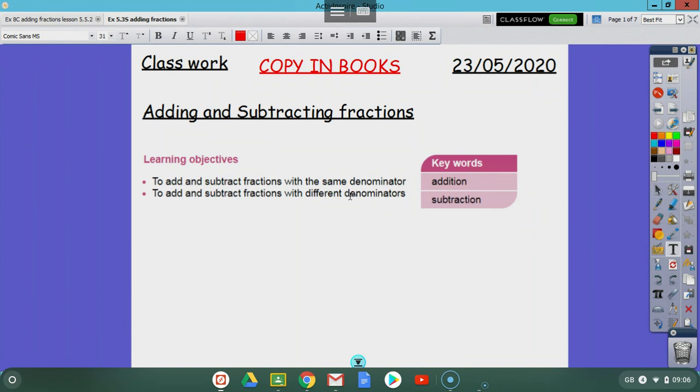Today we're going to look at adding and subtracting fractions. So that's your title for today.